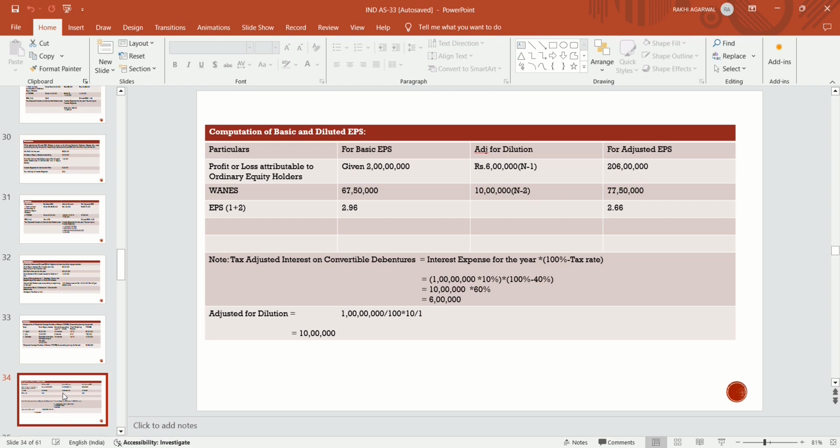Now we have to calculate the adjusted EPS, that is, the profit attributable to the ordinary shareholder. For calculating the basic EPS, the profit given in the question is 2 crores. Adjustment for dilution is 6 lakhs. So 2 crores 6 lakhs is the profit attributable to the ordinary shareholders, and the weighted average number of equity shares becomes 67 lakh 50,000 plus adjustment for dilution of 10 lakhs, so it becomes 77 lakh 50,000. EPS is 2 crore 6 lakhs divided by 77 lakh 50,000, so it becomes 2.66. This is the adjusted or diluted EPS after giving the effect of dilution.